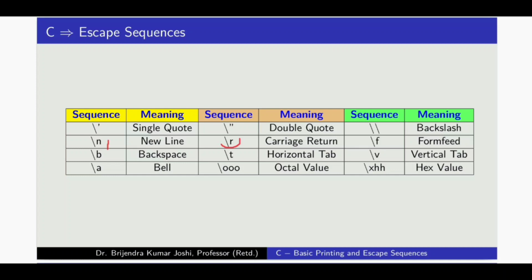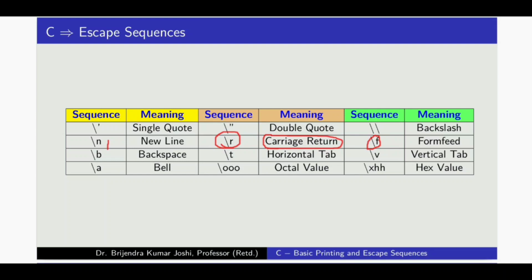\r is nothing but the carriage return. What does it do? It brings the cursor to the first position of the same line. It is not the line feed. Form feed, its effect is bringing the cursor to the same position but in the next line.